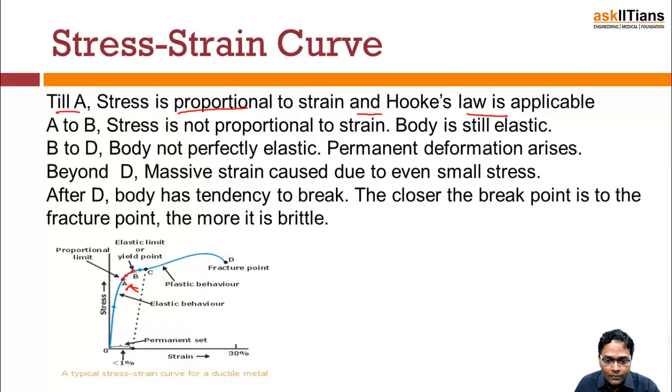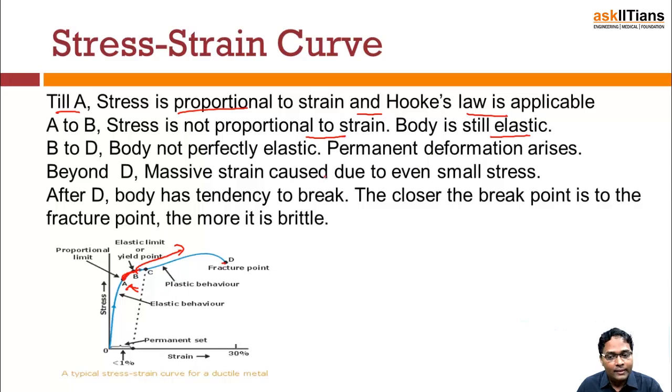From A to B, if I talk about this particular limit, stress is not really proportional to strain. So you keep on increasing the stress. If you increase the stress, the amount of strain produced is more. So the body is still in the elastic region, but stress is not really proportional to strain. From B to a point D, the body is not perfectly elastic. This particular point B is what is known as the elastic limit. Elastic limit means it ceases to be elastic anymore. That is, if you apply the force, after the removal of the force, the body may not come to its original state. That is, it ceases to be elastic anymore, right?